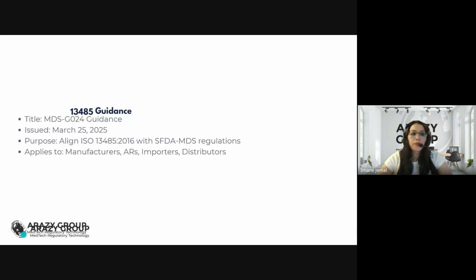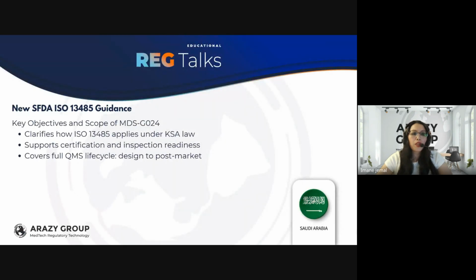This applies to everyone: manufacturers, authorized representatives, and importers. It offers a structured clarification on how ISO 13485 is interpreted within Saudi regulation. Its purpose is to help companies build a compliant QMS, to prepare for inspection and audit by the SFDA, and to understand the documentation, risk management, and product realization requirements.